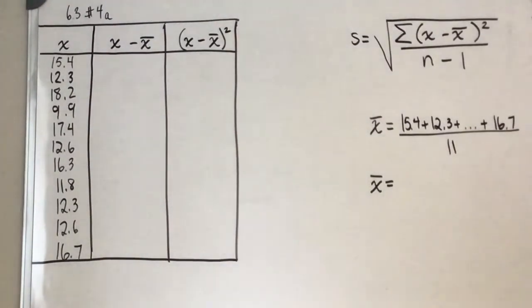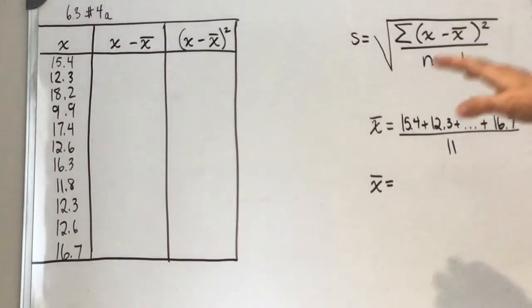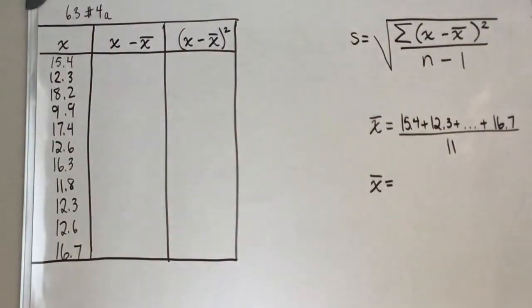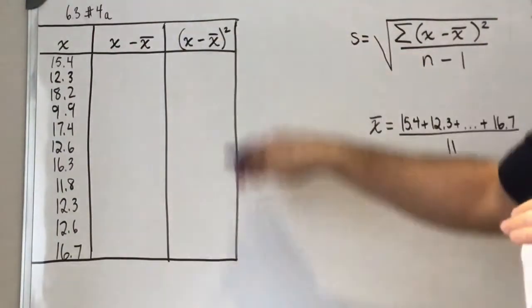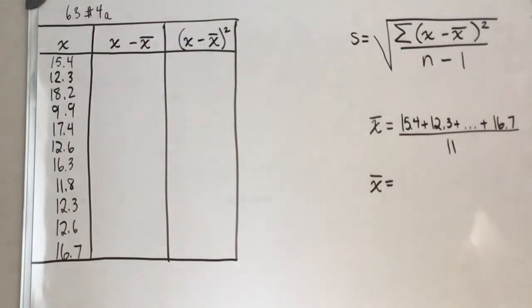Good morning. I had a question about 6.3, one of the homework questions, and in this one we were asked to calculate the standard deviation for, I think this was a set of lengths of fish from a fishing trip. Okay, so in our lesson I introduced this table as a way of getting our standard deviation, and it's basically organizing what's going on in this formula here.